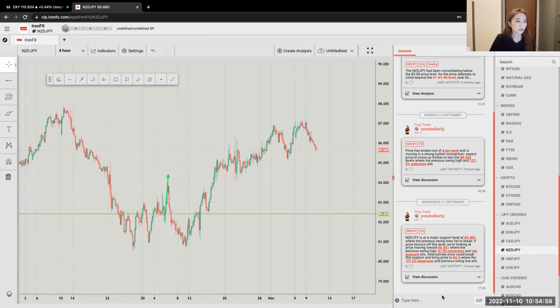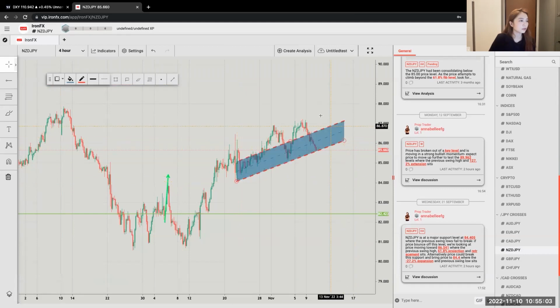So one more thing, you can also draw out your channels, right? Almost all the functions that you have in TradingView, you're able to get here. However, here you are able to ask questions, highlight levels, and more.